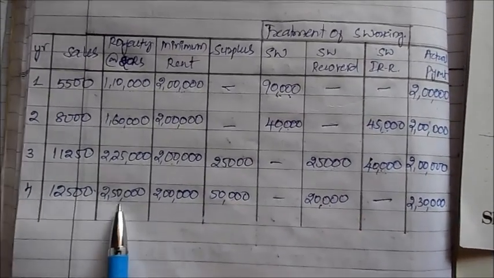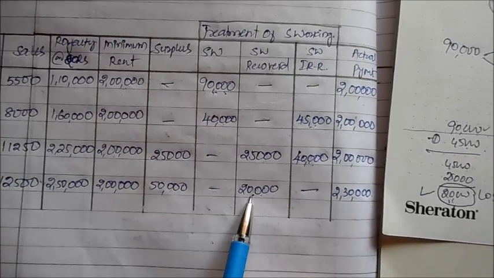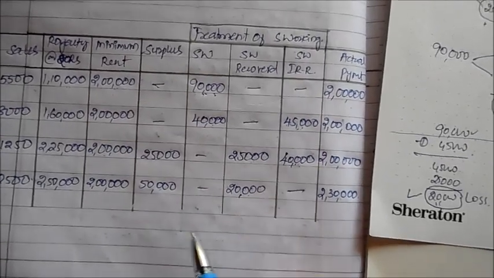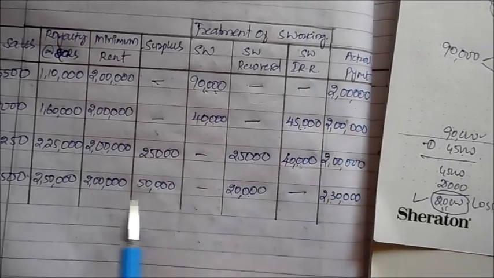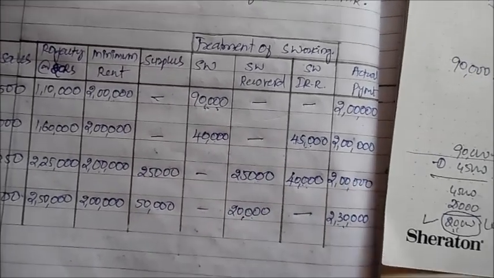Okay. So out of 2,50,000, I have only paid 2,20,000. I have recovered. So remaining will become 2,30,000. 2,00,000 plus 30,000 surplus out of this. 50 minus 20 is 30. So that is why it is 2,30,000.